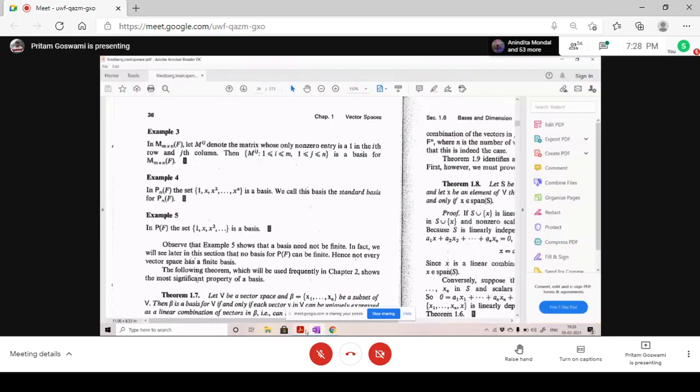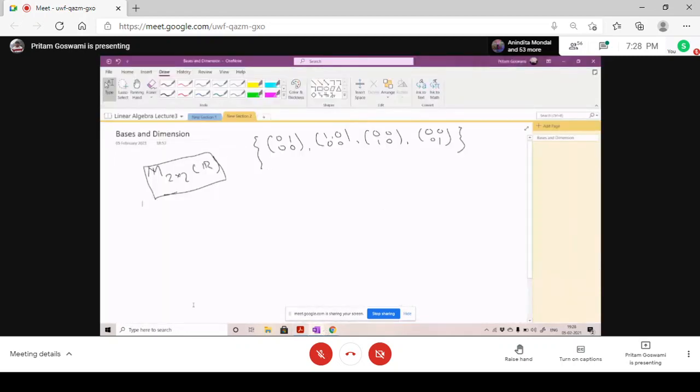Now suppose I give you another vector space, all polynomials of degree less than or equal to 2. Can you say what is the basis of this vector space? So 1 and x. Degree less than or equal to 2, then it will also have x squared. Yes, right. Okay. And can you prove that these three are linearly independent?